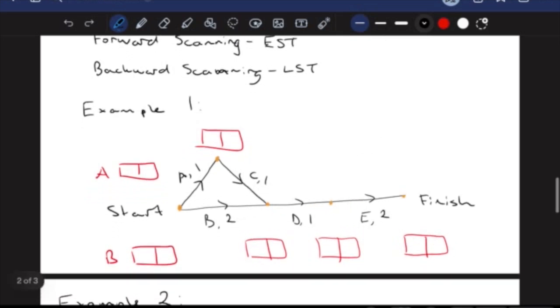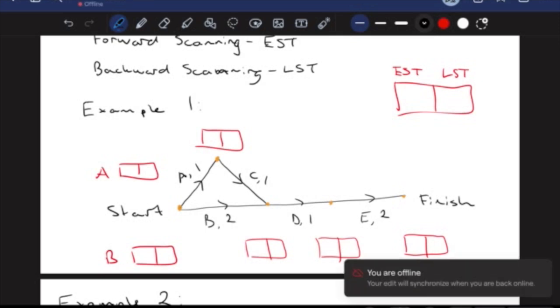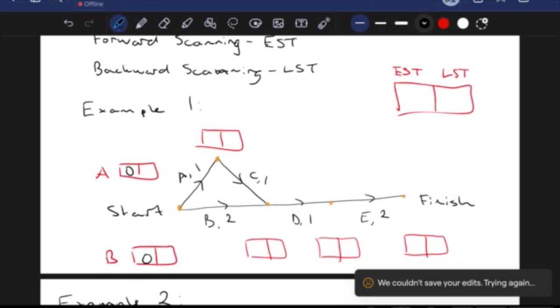Now, in each of these boxes, typically on our network diagram, these boxes tell us for our activity the earliest start time, which goes in the left, and our latest start time, which goes on the right box. We're basically going to follow along and fill out these boxes as we forward and backward scan. Now, activity A and B have no prior activities to them, right? They are the starting point. And as we said before in the key idea at the top, the earliest start time for our first activities is always going to be 0, right? It's the beginning of the project.